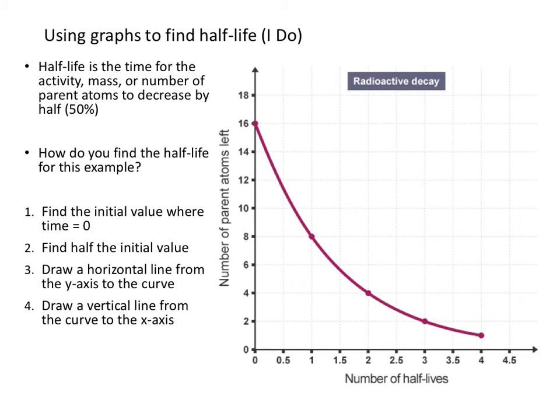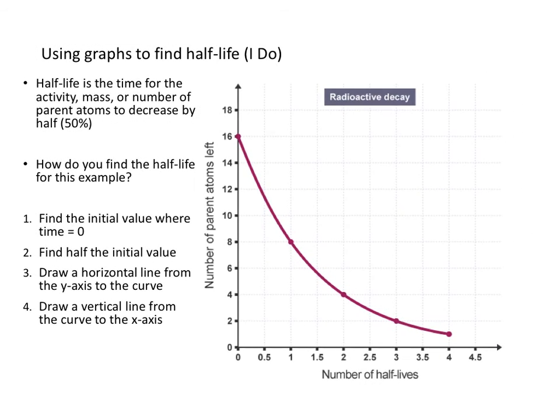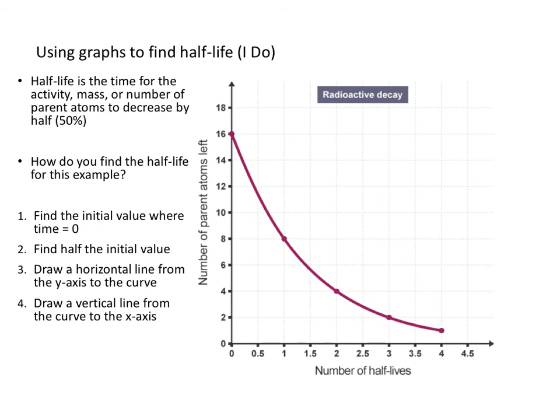So today, you are going to be using the graphs to find the half-life, to start off with. Alright, so let's look at what we need to do. Half-life is the time for the activity, mass or number of parent atoms to decrease by half, so that's over here, number of parent atoms left. How do we find the half-life? Well, we find the initial value where time equals 0. So time is 0 here, the initial value is this value here.